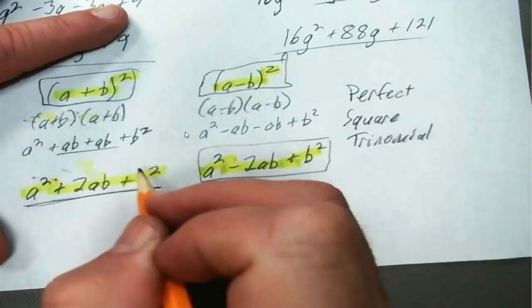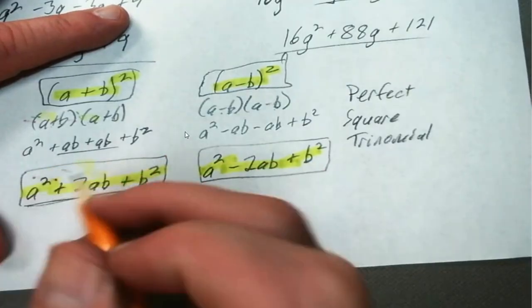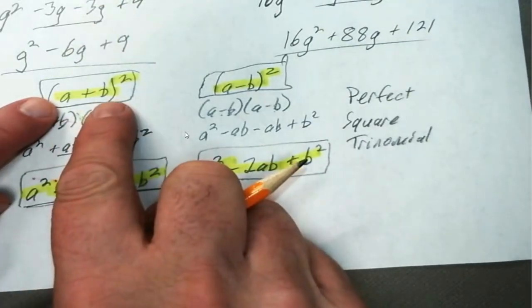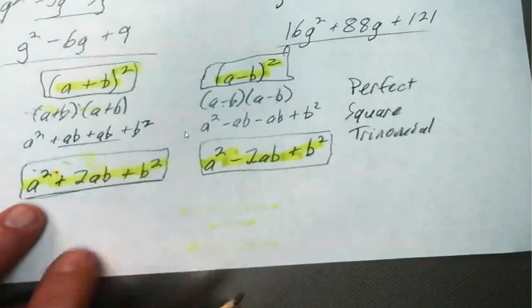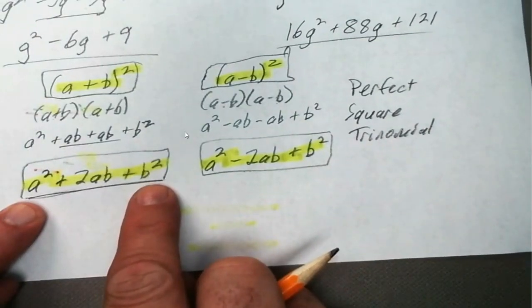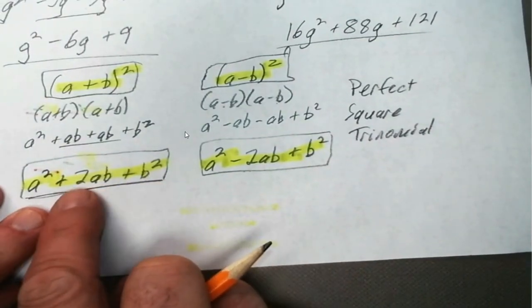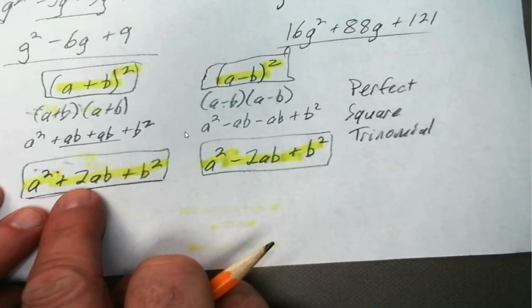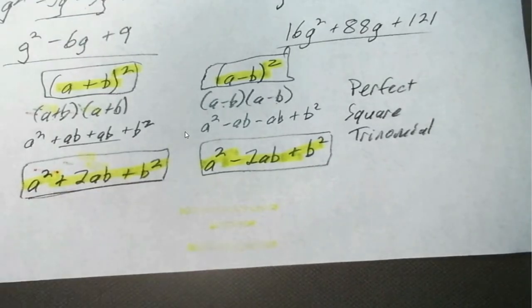If you have a perfect square trinomial, A plus B squared, you square the first term, you square the last term, and then you multiply the terms together and double it, times 2. Multiply it together and double it, times 2.